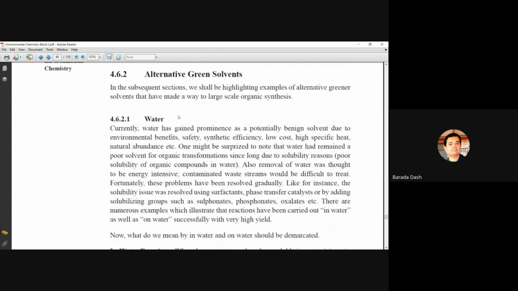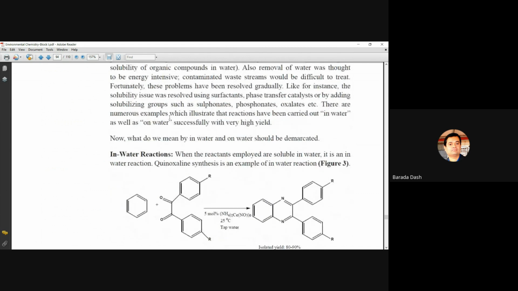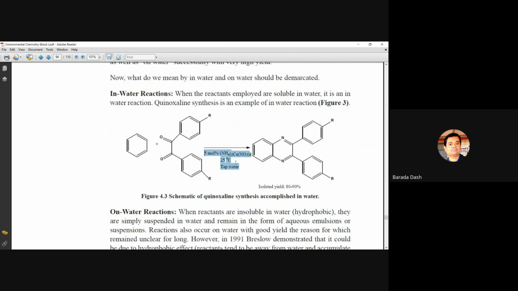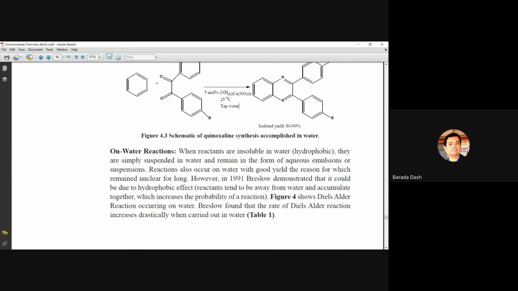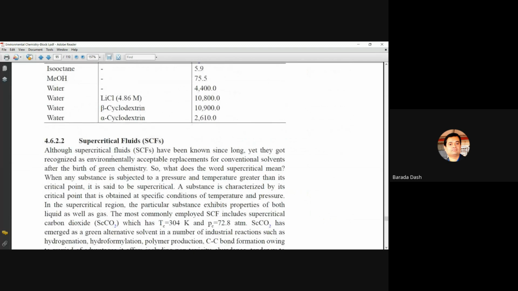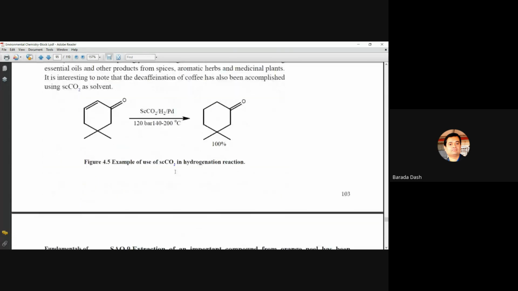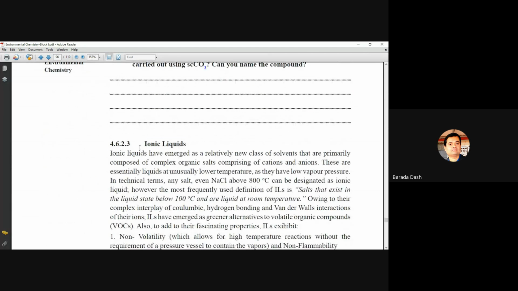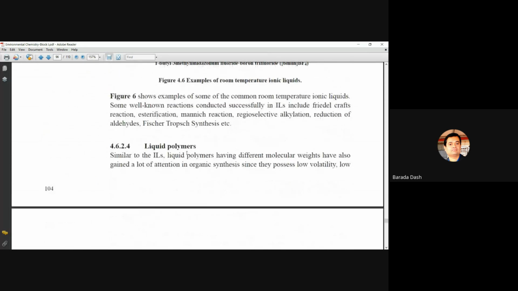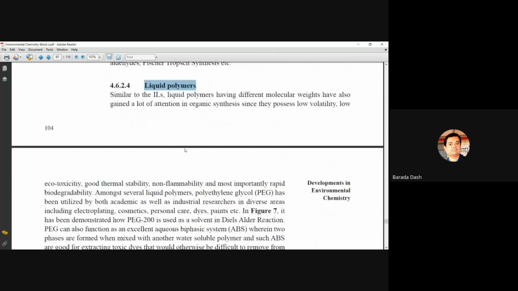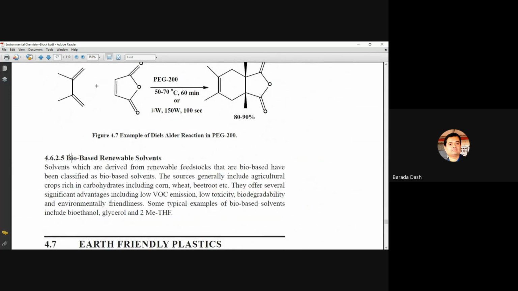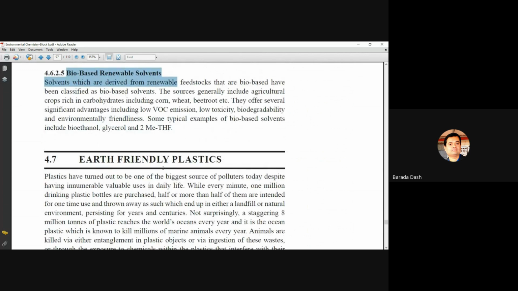Alternative green solvents, what are the examples? Like water. Water is a solvent we drink, it's completely non-toxic. Many reactions can be done in water medium. Then supercritical fluids, supercritical carbon dioxide, that is called supercritical fluids. And then next, ionic liquids, liquid polymers, bio-based renewable solvents. So all of these.